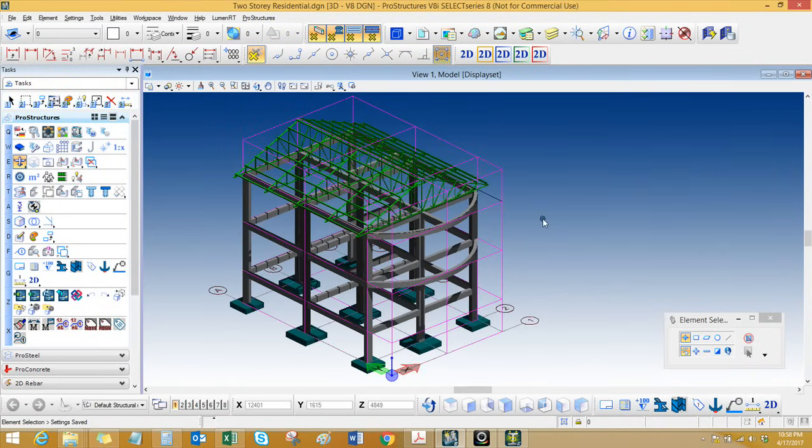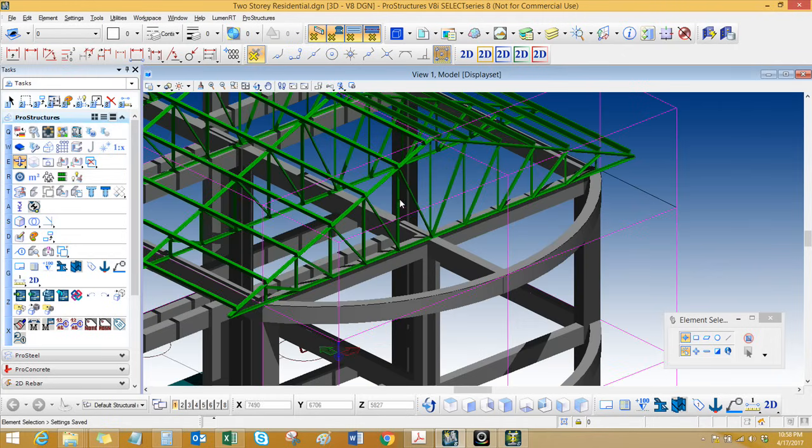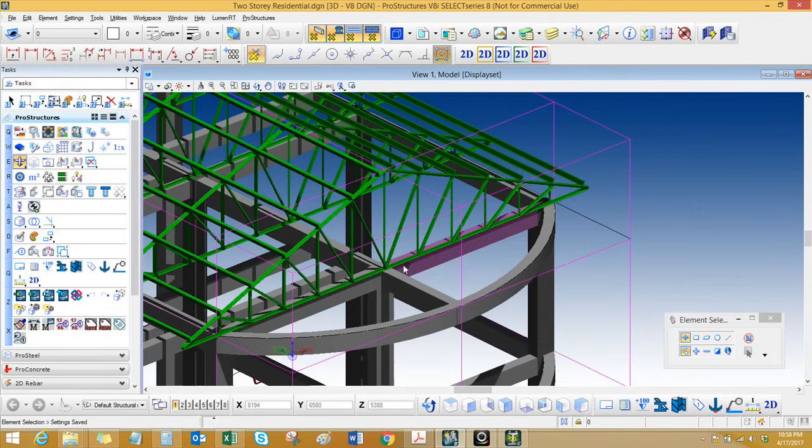Okay, so minodel ko siya sa Pro Structures, Bentley Pro Structures. Hindi to kasama sa tutorial, no? So, minodel ko lang para mas madali kong i-discuss yung project natin. So, parang ganito yung framing, yung structural framing ng project natin. No? So, ito yung truss, 2 meter height, then 4 meters plus 0.8, so 4.8.